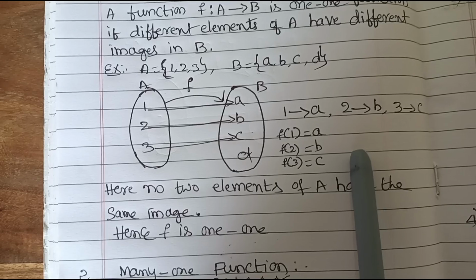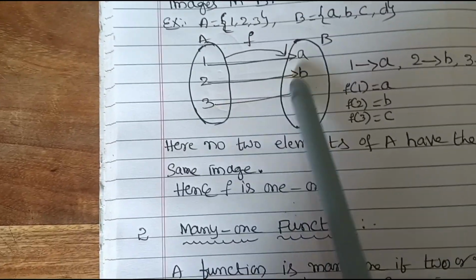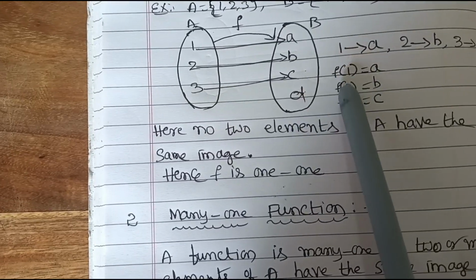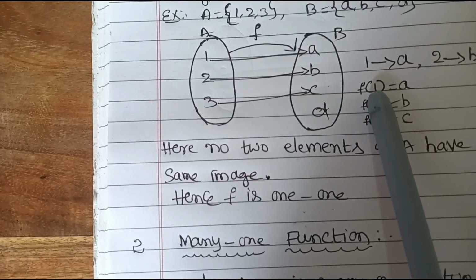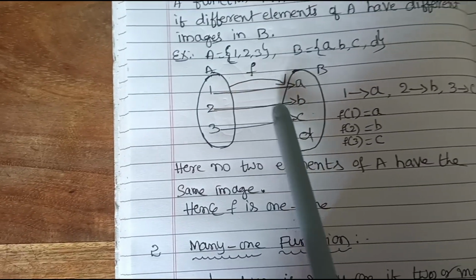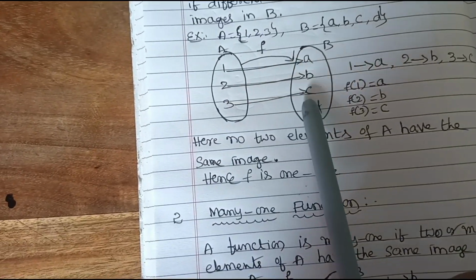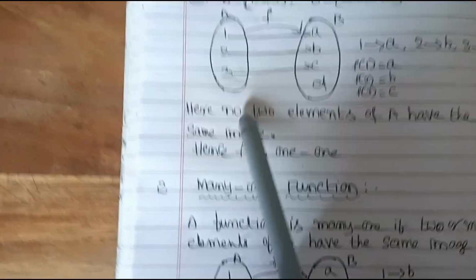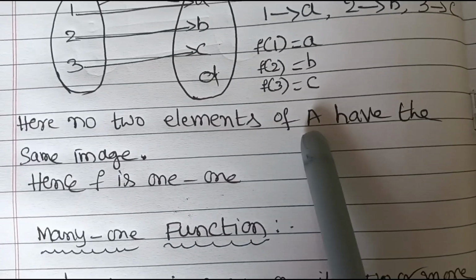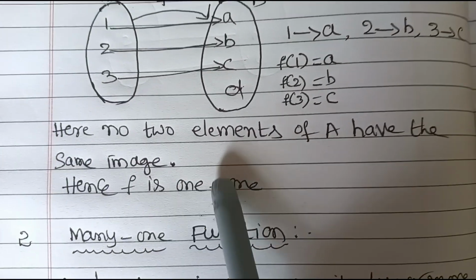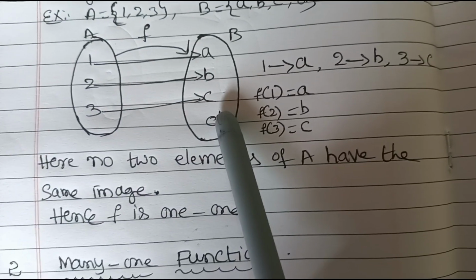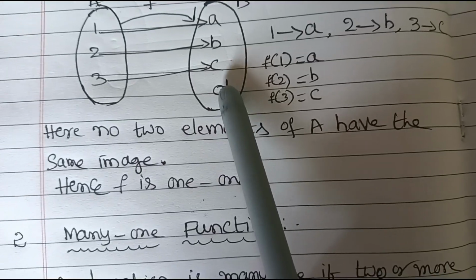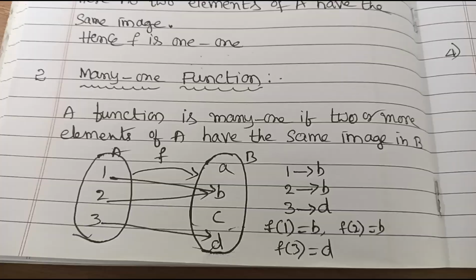We can also write it like this. Here different elements of set A have different images in set B. It means the image of element 1 is A, the image of element 2 is B, the image of element 3 is C. So no two elements of set A have the same image, which means different elements of set A have different images in set B. So this function is a one-one function or injective function.